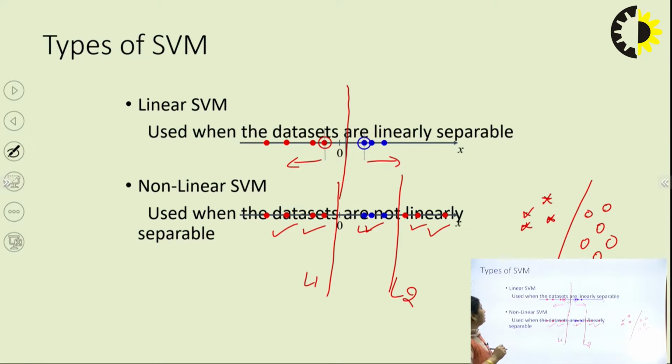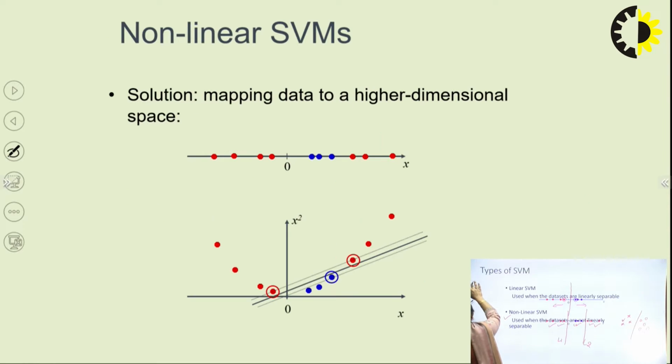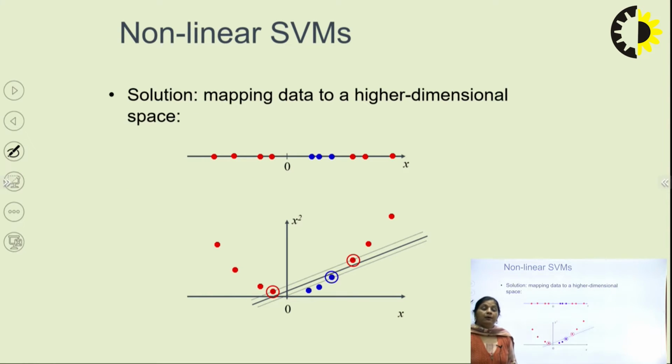So what does it mean? It means our data set is not linearly separable. So when the data set is not linearly separable, what do we use? Non-linear SVM. Now the point is, what is the solution to find the maximum margin in non-linear SVM? The solution is mapping data to a higher dimensional space.